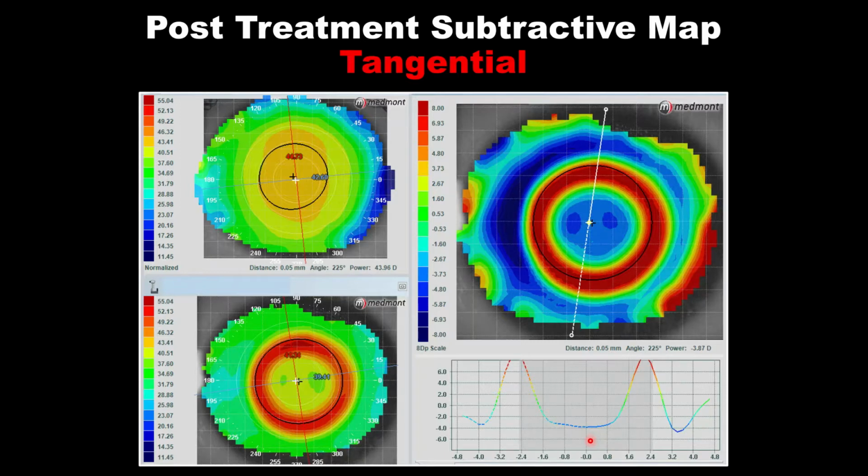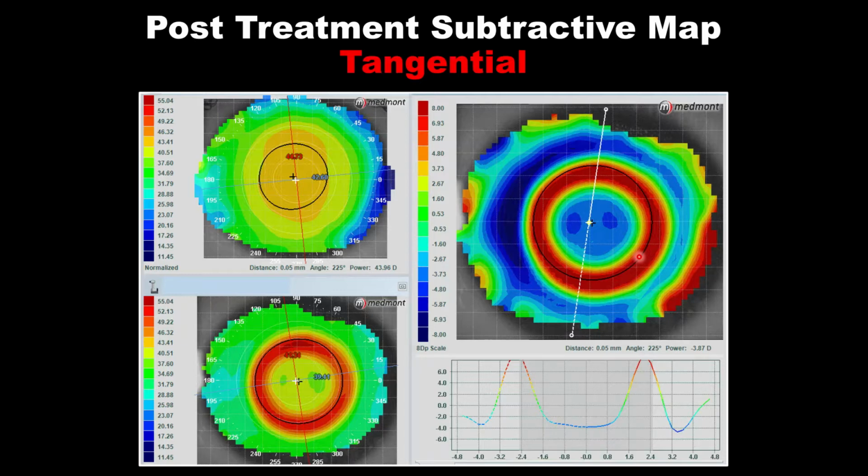Let's switch over to the tangential subtractive map. And here we're not looking at vision. We're looking at shape changes. And we see from this red ring the area where the epithelium is pulled on by the tear reservoir of our lens. That ring indicates the centration in the closed eye environment. So we understand that our lens is fairly well centered. If anything, on this left eye, a little bit temporal, a little bit inferior, looking at where the ring is in relationship to the black pupil.